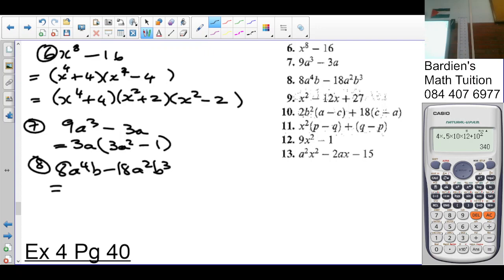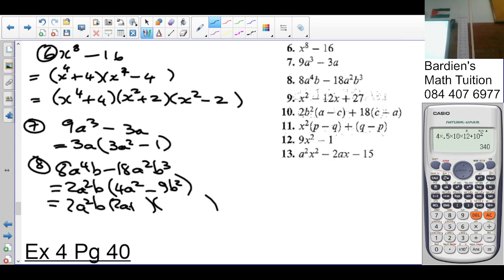Number 8. You've got 8a to the 4 b minus 18a squared b cubed. What is common here? 2a squared b. What are we left with? 4a squared minus 9b squared. Do we stop there? No. Take it further. Difference of 2 squares on the bracket. What do we get? 2a plus 3b, 2a minus 3b. You all agree with that?